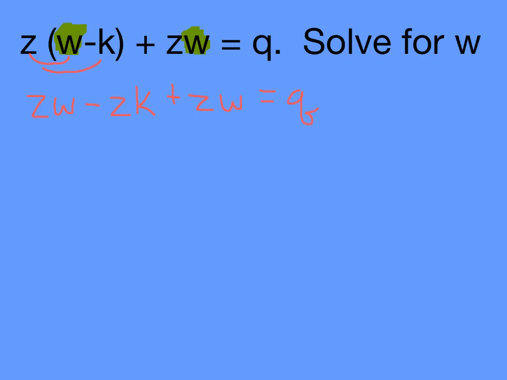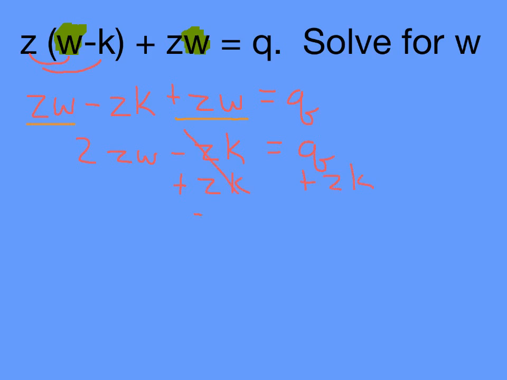Now I'm going to look for those like terms. So I notice here and here we have like terms. They both have a z and a w. So one of these and one of these will give me 2zw minus zk equals q. The zk term now needs to move to the other side of the equation.